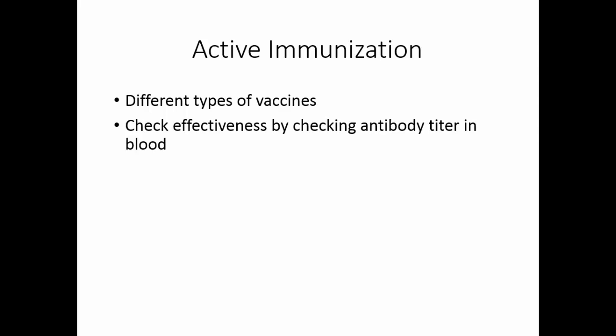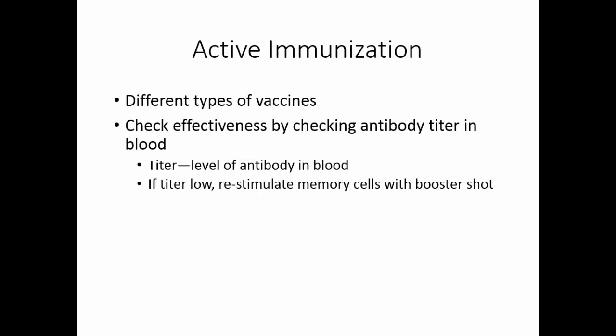We always check the effectiveness by checking the antibody titer in the blood. That is, we look at the level of antibody that's been produced in the blood. If the titer is low, we need to re-stimulate the memory cells. This is the purpose of a booster shot. There are several different types of vaccines.